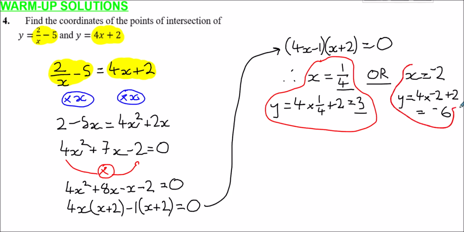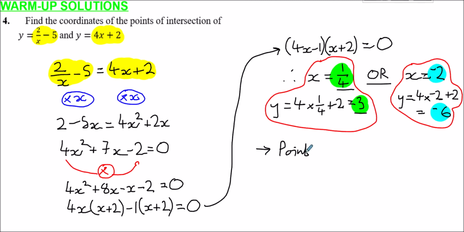So that would probably please most examiners, if not all. But just to really beat them around the head with it, I'm going to put this into coordinate form because it does ask for coordinates. So one option is x is a quarter and y is 3. The other option is x being -2 and y being -6. So let's just write this clear as day.